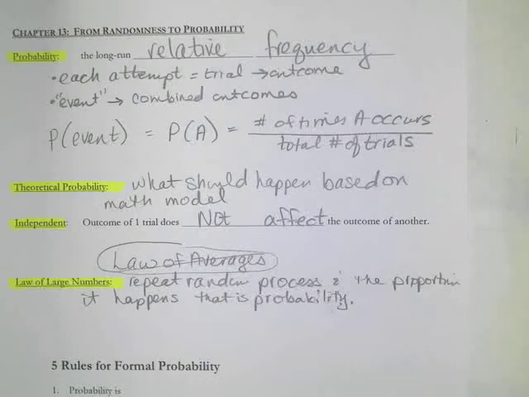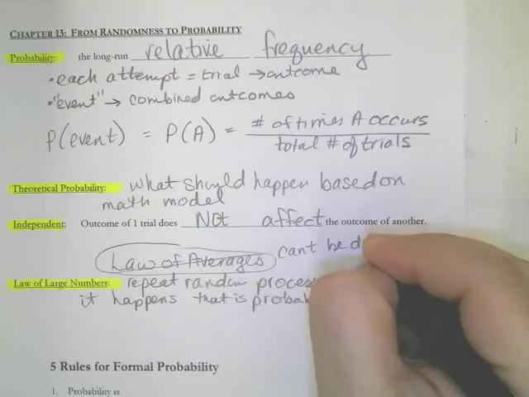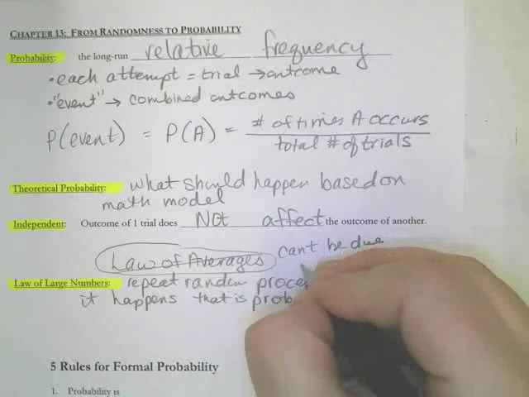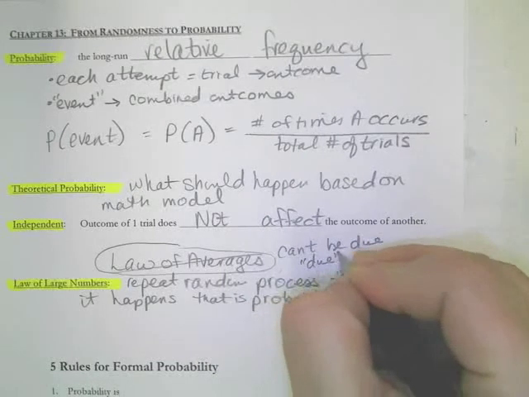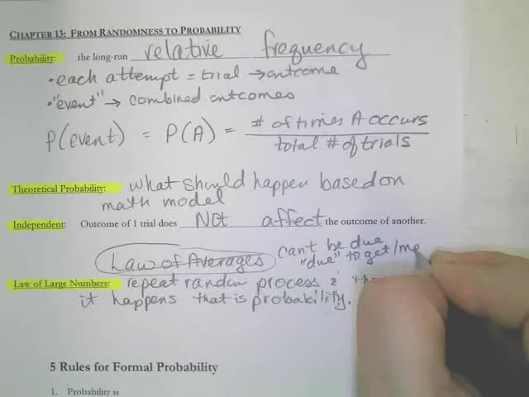Okay? So you can't be due, even though it feels like it and you feel like you're doing better, statistically speaking, it doesn't actually happen. So you can't be due to get or make something. Okay?